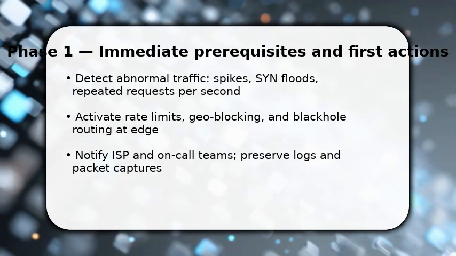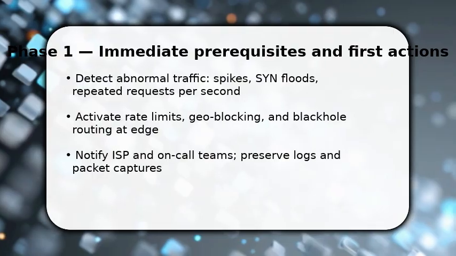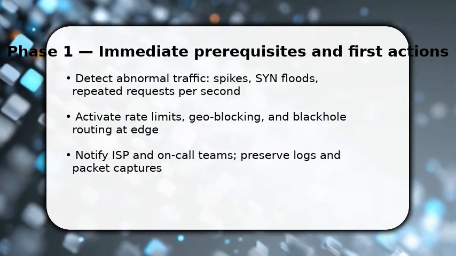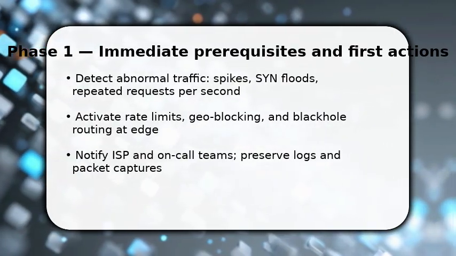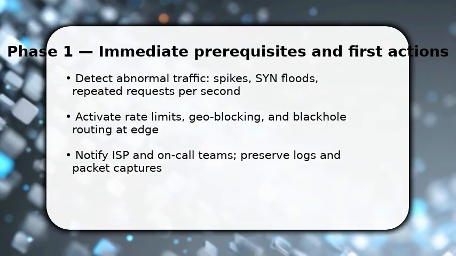You start by containing the blast radius. Identify abnormal traffic patterns quickly and label the attack vectors. Once you see floods or spikes, enable rate limiting and apply simple ACLs at the edge to stop obvious noise.